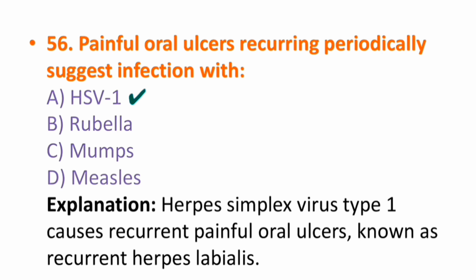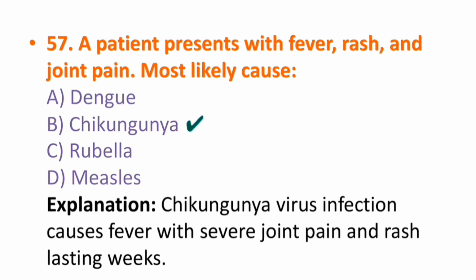Painful oral ulcers recurring periodically suggest infection with option A, HSV1, herpes simplex virus type 1, option B, rubella, option C, mumps, option D, measles. The correct answer is option A. Herpes simplex virus type 1 causes recurrent painful oral ulcers, known as recurrent herpes labialis.